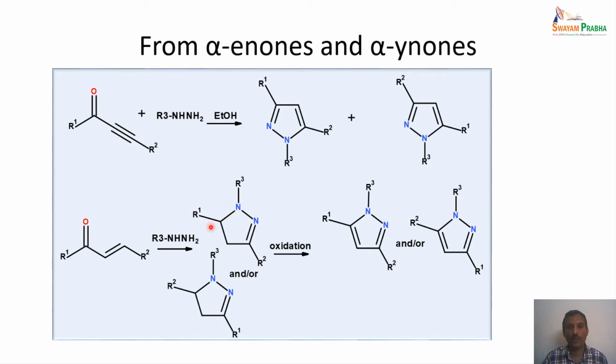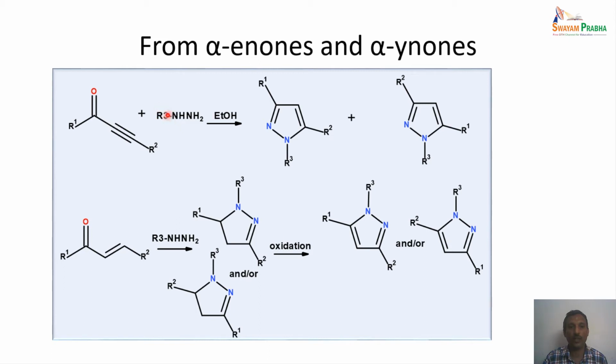We can also synthesize pyrazoles from alpha enones or alpha ynones. So here we have the yne, that is the alkyne, and the carbonyl, both units are present. So this is a ketone and this is an alkyne. So alkyne ketones can also be used for the formation of pyrazoles. So this is how the product formation is here.